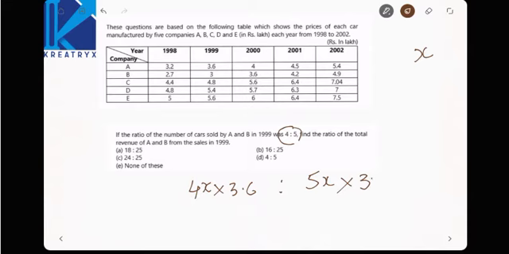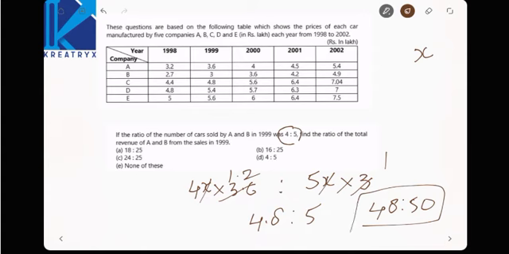Now see here, calculate this. We will get 3.6 into 4 is 14.4, and 3 into 5 is 15. X gets cancelled. So totally it will be 48 is to 50. Totally what do we get? 24 is to 25 upon simplification. See here, the answer will be 24 is to 25.